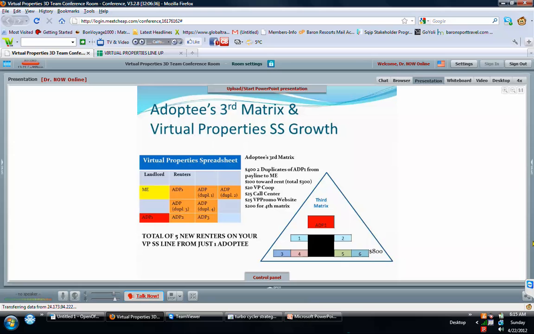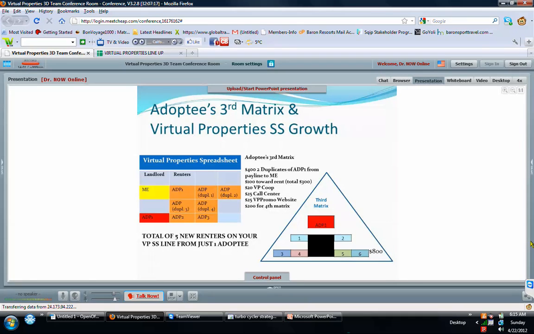So in this adoptee third matrix, you have $400, which gives you 2 duplicates of the adoptee from Payline to yourself. That means now in the third matrix, just in the third matrix, you already have on the virtual property spreadsheet 5 adoptees that will pay you 30 days from now $300 residually every single month. That's $1,500, and you pay your landlord $300. You basically have a profit of $1,200 per month, which gives you enough to upgrade to the $500 level and so on and so forth.